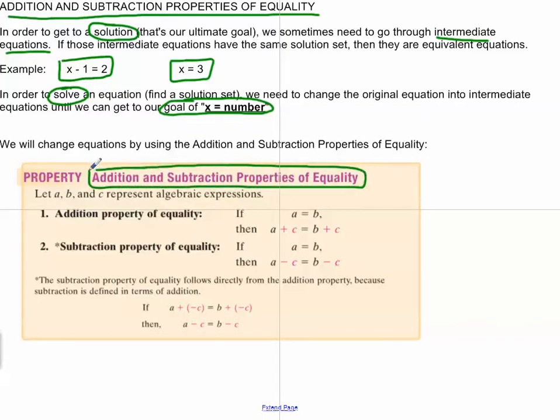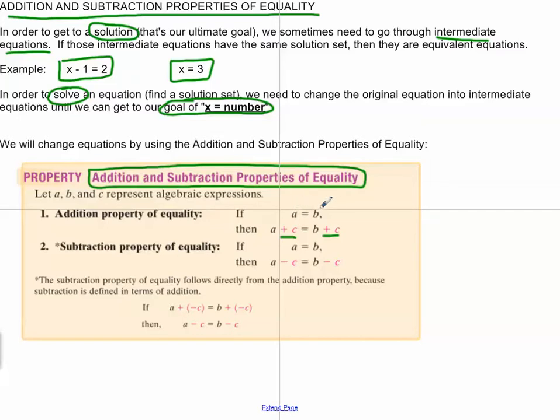Essentially it's the same thing, but addition and subtraction are just different by subtraction. Essentially, if we start with a and b as algebraic expressions, a could be a number, a could be something like x minus 1, b could be something like 2. So if a is equal to b, then if we add c, this is the addition property of equality. If we add c to this side, then we have to add c to this side. It's a lot like kids at Christmas time.